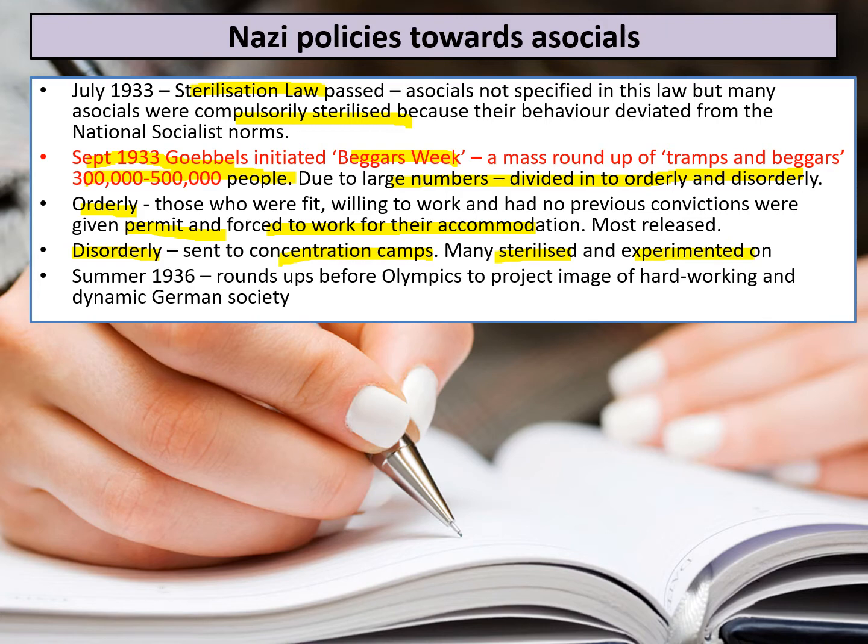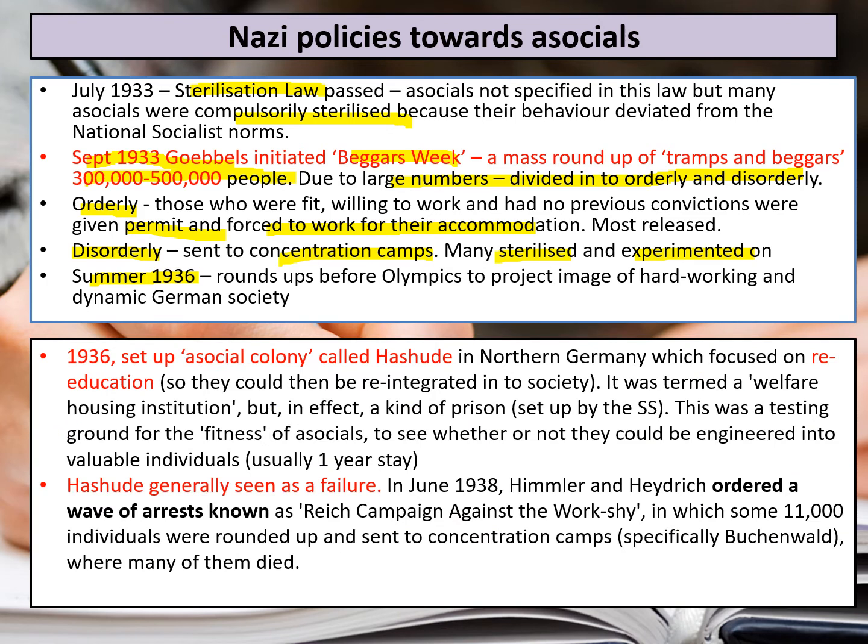In 1936, they started carrying out greater roundups of these asocials because the Olympics was going on that summer, and they wanted to try and present this hard-working and dynamic society to the rest of the world. We come to 1936 and the asocial colony at Hachschuld in northern Germany. Now this is really interesting because this was a Nazi social experiment. Now what they wanted to try and find out was whether they could reintegrate these people that they saw as being outside of society. They wanted to try and see if there was a way of educating them.